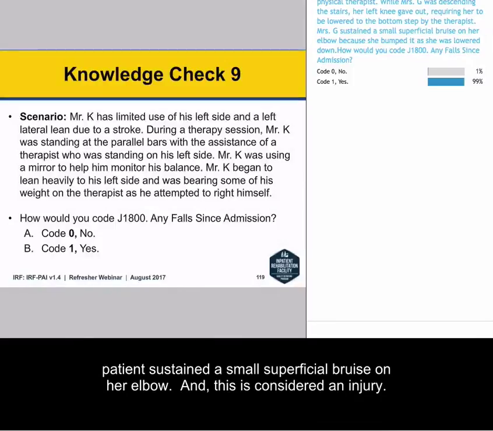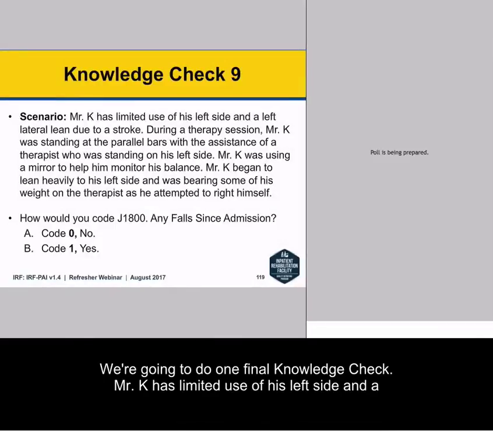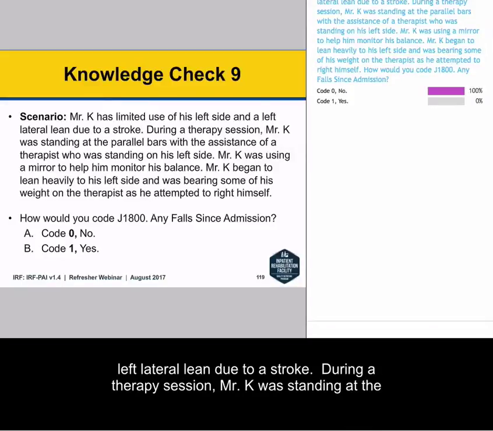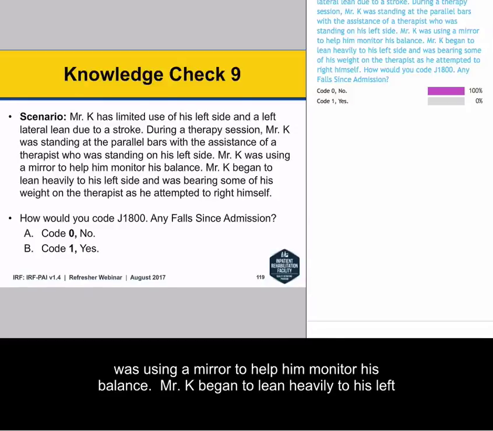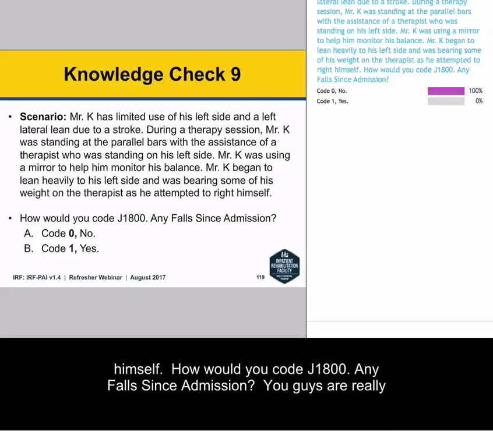We're going to do one final knowledge check. Mr. K has limited use of his left side and a left lateral lean due to a stroke. During a therapy session, Mr. K was standing at the parallel bars with the assistance of a therapist who was standing on his left side. Mr. K was using a mirror to help him monitor his balance. Mr. K began to lean heavily to his left side and was bearing some of his weight on the therapist as he attempted to right himself. How would you code J1800, any falls since admission?